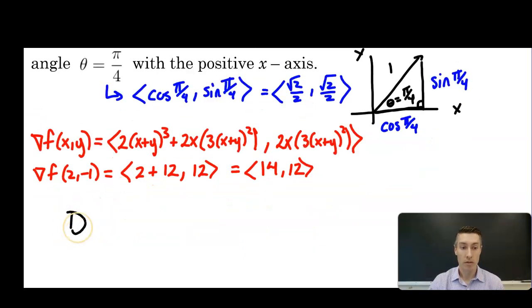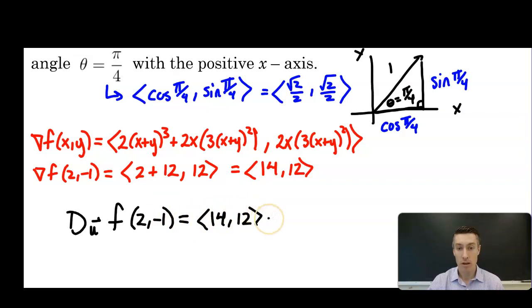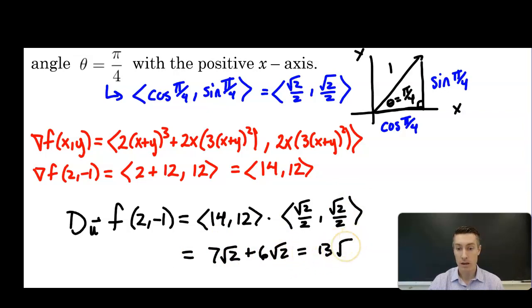So the directional derivative in the direction of u of the function at the point 2, negative 1 is 14, 12 dotted with square root of 2 over 2, square root of 2 over 2. So we get 7 square root of 2 plus 6 square root of 2, 13 square root of 2 is the rate of change of the function at the point in the direction of u. And just a reminder, there are an infinite number of directions we can go at a given point and an infinite number of points that we can use on every surface. So there is a large number of directional derivatives that we could find even just for this function.